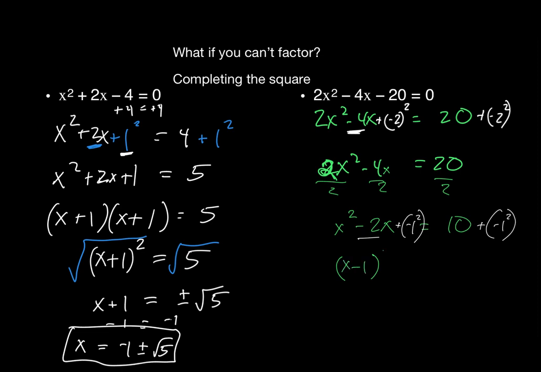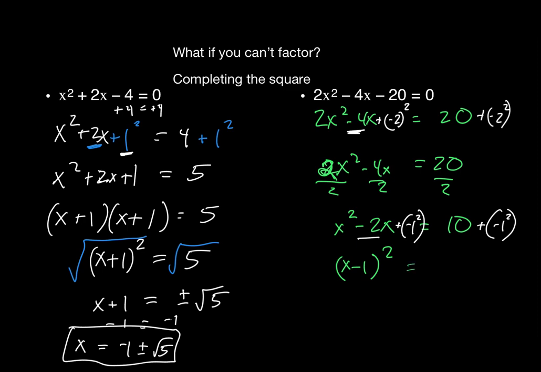X minus 1 squared. So I skipped a step. This number here, this negative 1, that's what this is inside of here. So it's x minus 1. And again, because we're thinking, what two numbers multiply to positive 1, negative 1 squared is positive 1, add to negative 2, negative 1 and negative 1.